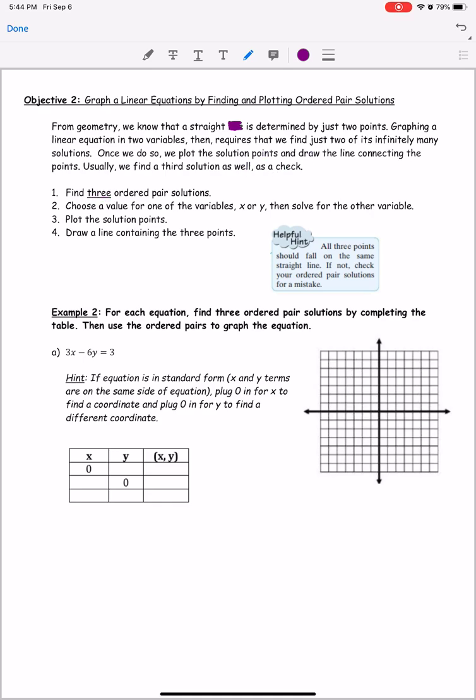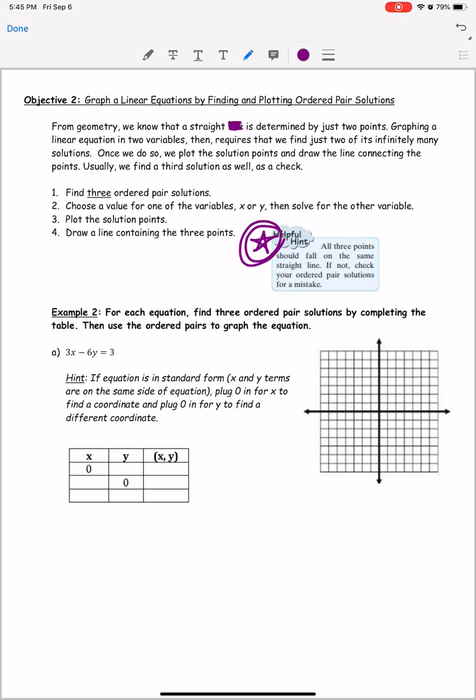So we're going to find three ordered pair solutions. You choose a value for one of the variables, x or y, then solve for the other variable. You plot the solution and then draw a line through the three points. This helpful hint here says all three points should fall on the same straight line. If not, check your ordered pair solutions for a mistake. So if you're graphing here and you have maybe a point here and a point here, but then this point's over here, you can't draw a straight line and hit all three of those points. So that means you made a mistake somewhere. Either one of your ordered pairs is wrong, or you just accidentally plotted the point wrong. So that's how we use that as a check.